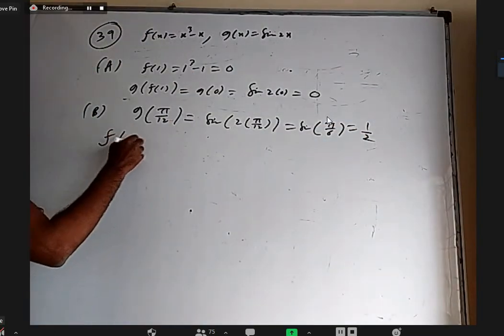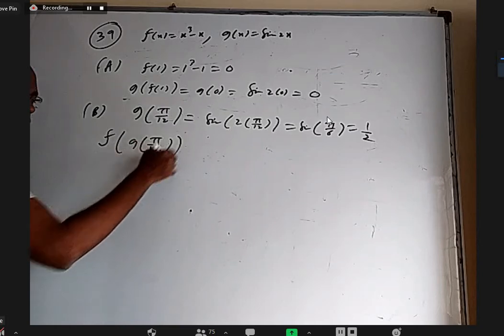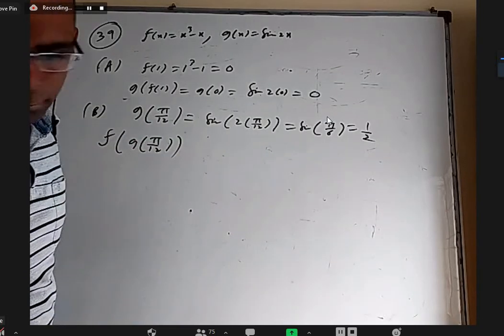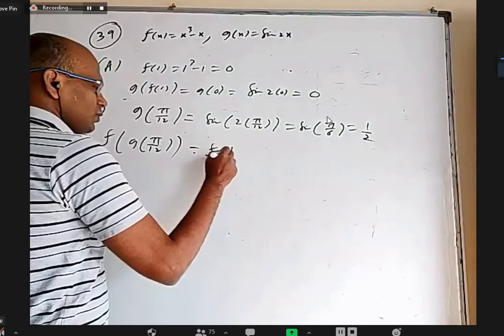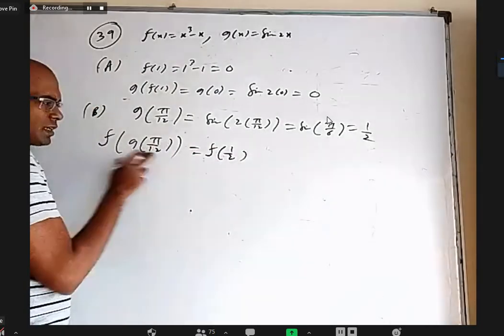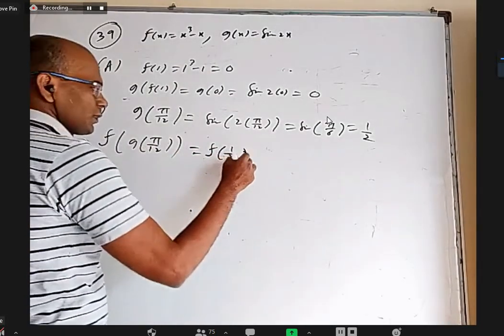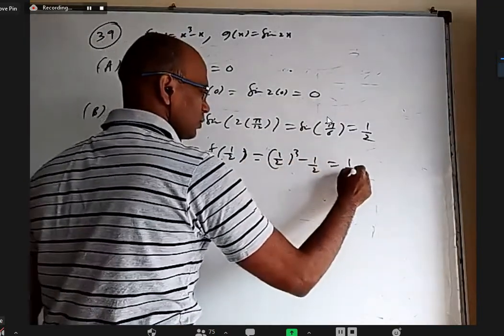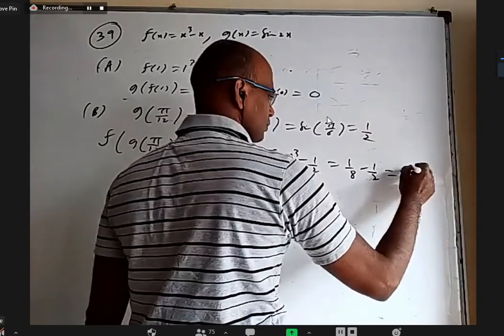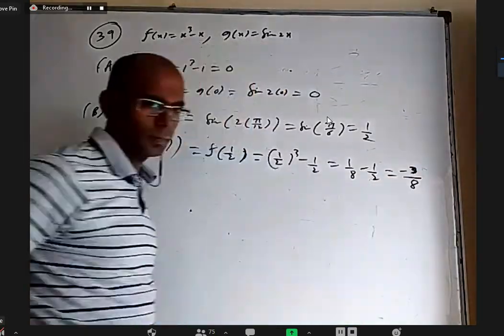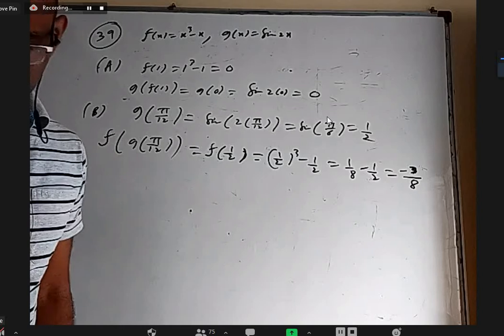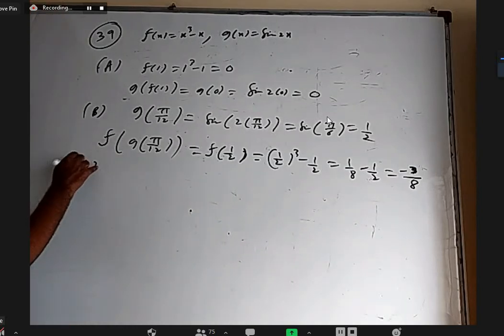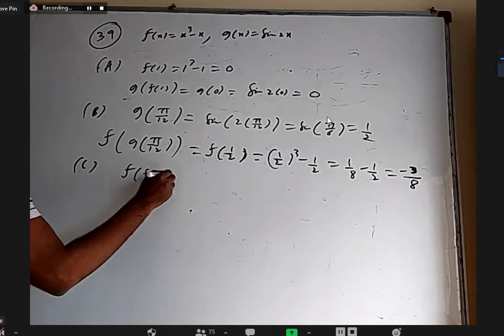If they want f of g of pi by 12, that is they want f of 1 by 2. So just find the inner part first and then find the outer part, that's all, nothing much. F of 1 by 2 is 1 by 2 whole cube minus 1 by 2, which is 1 by 8 minus 1 by 2, which is minus 3 by 8. So that is right.